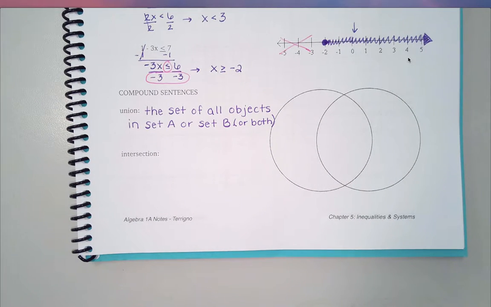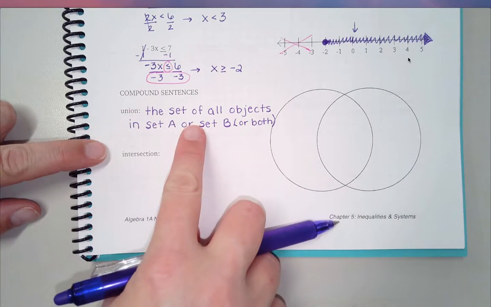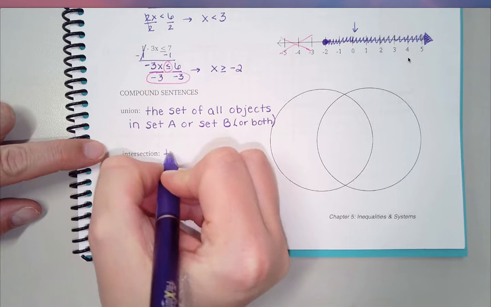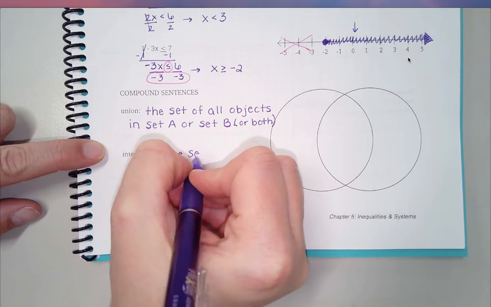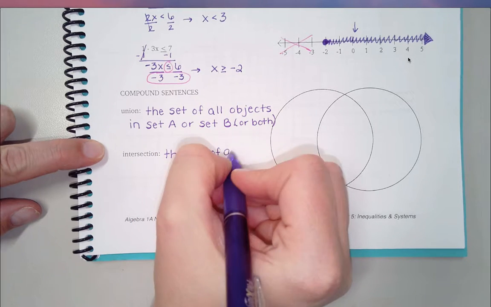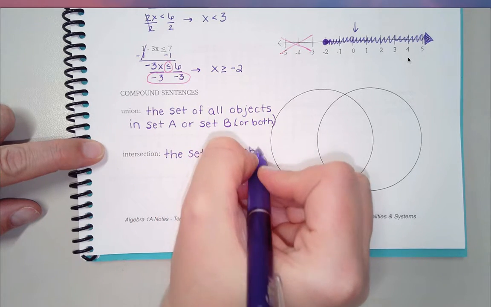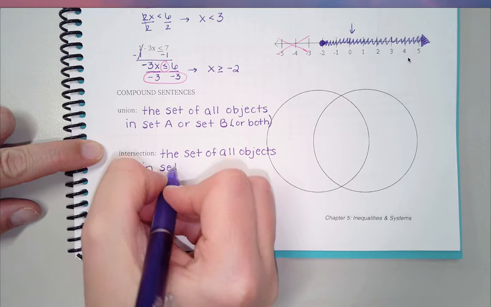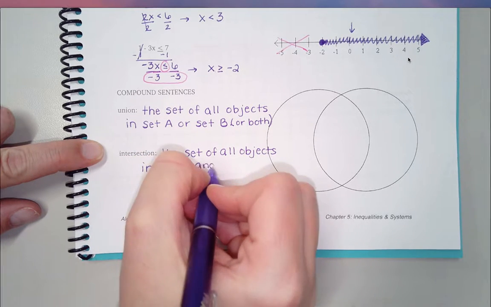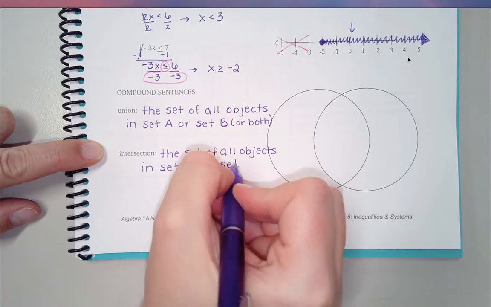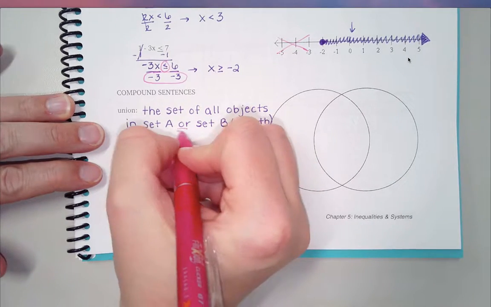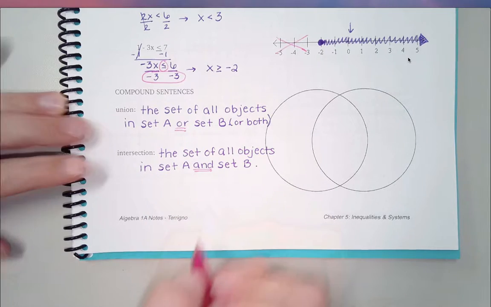The definition for intersection, and we're going to illustrate what this means in just a second, is going to look almost exactly the same, except I'm going to change one key word, and that's the word that makes all the difference. So the intersection is the set of all objects, again, typically numbers, in set A and set B. Okay? Very tiny word choice here, but union uses or, intersection means and.